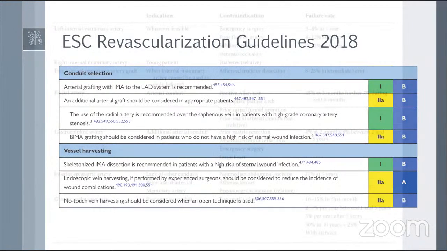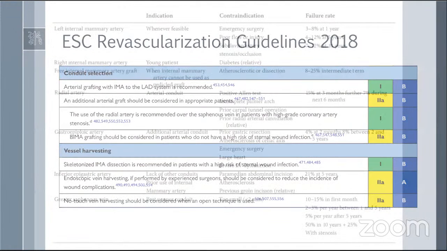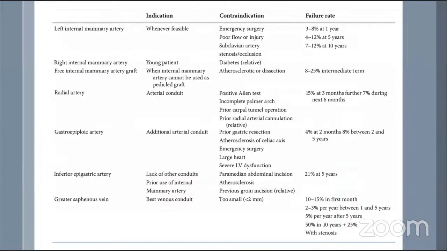This is a table I got from the Johns Hopkins book comparing the different conduits regarding the indication, contraindication of their use, and their failure rate.